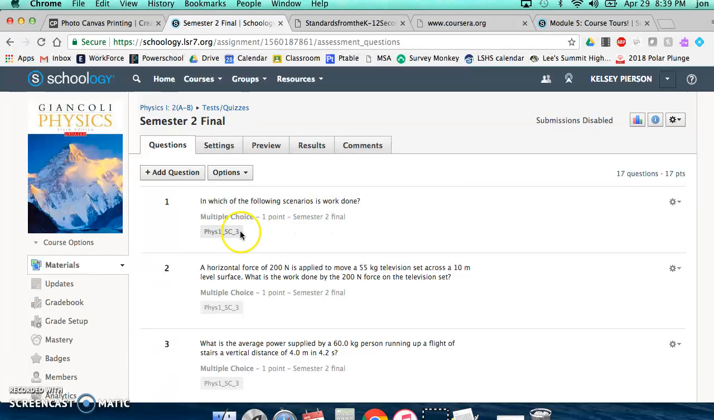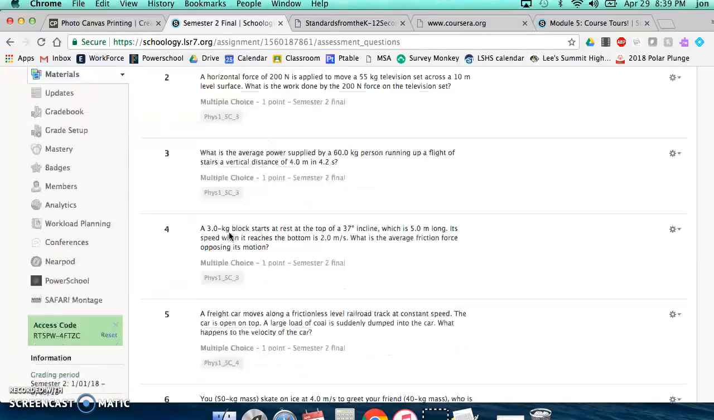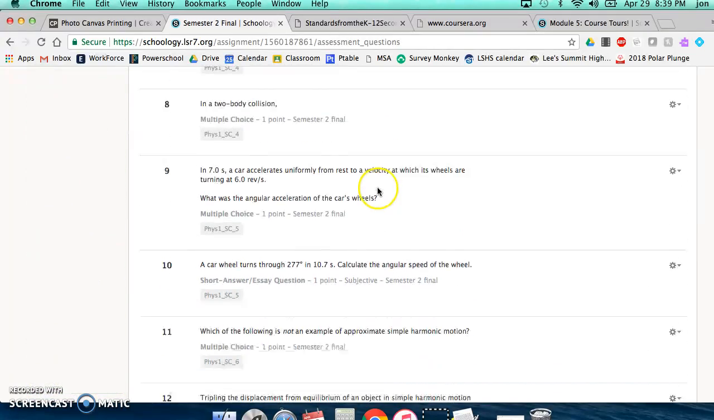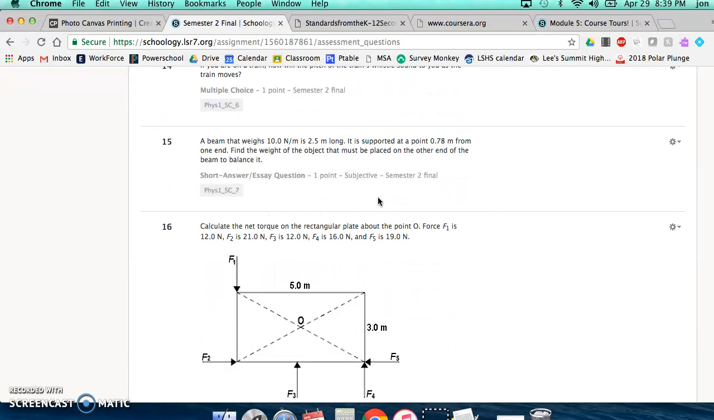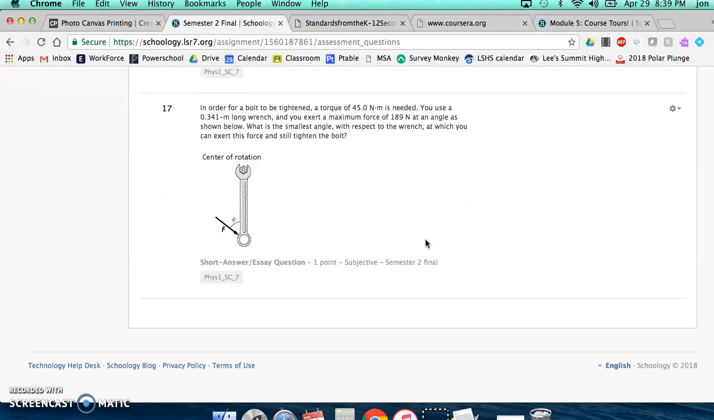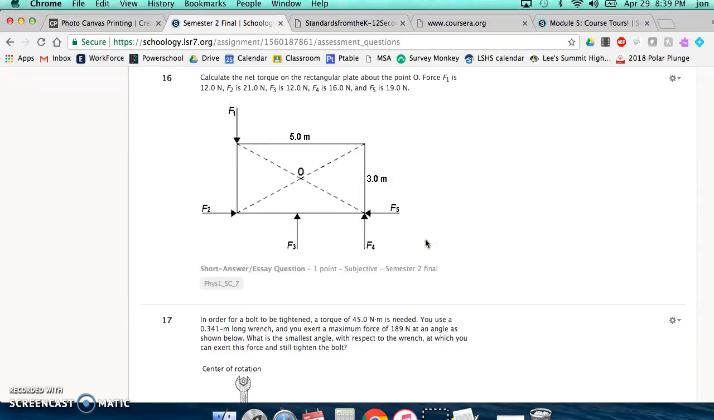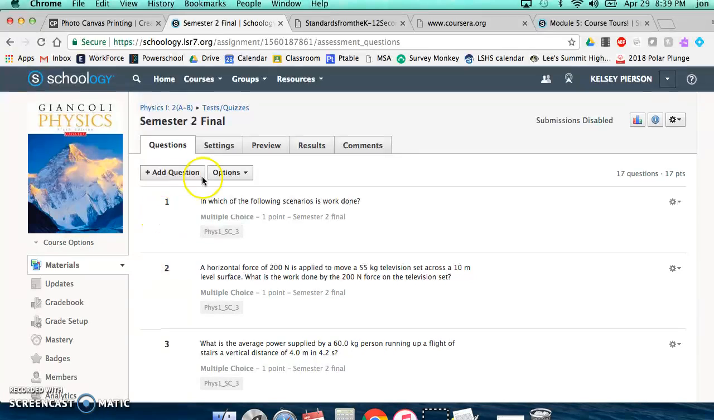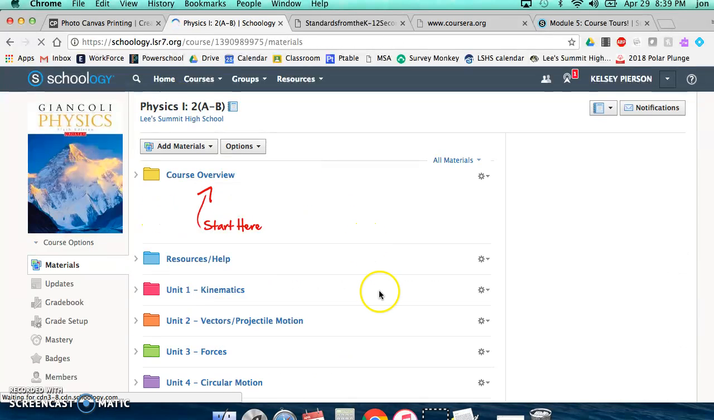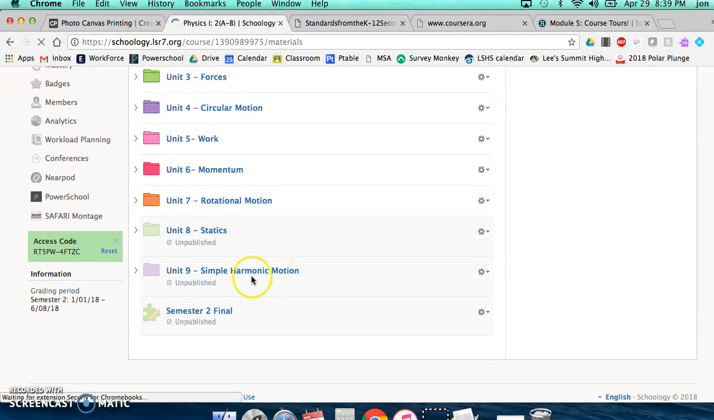All of these have the learning target aligned with the questions, and it takes them through the entire course of the second semester. So up to this point, they've done different types of assessment, like that torque lab, or different tests and quizzes, assignments, that sort of thing, leading up to this semester final.